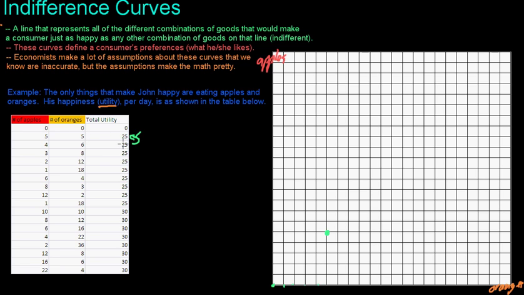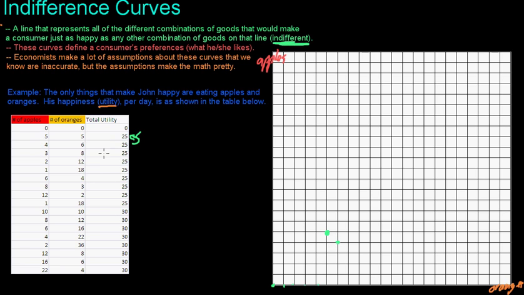So this is going to be a point on the exact same indifference curve because he is just as happy. That's the point about an indifference curve. That's why we call them this: they are the combinations of goods that would make you just as happy as a different combination on that line.